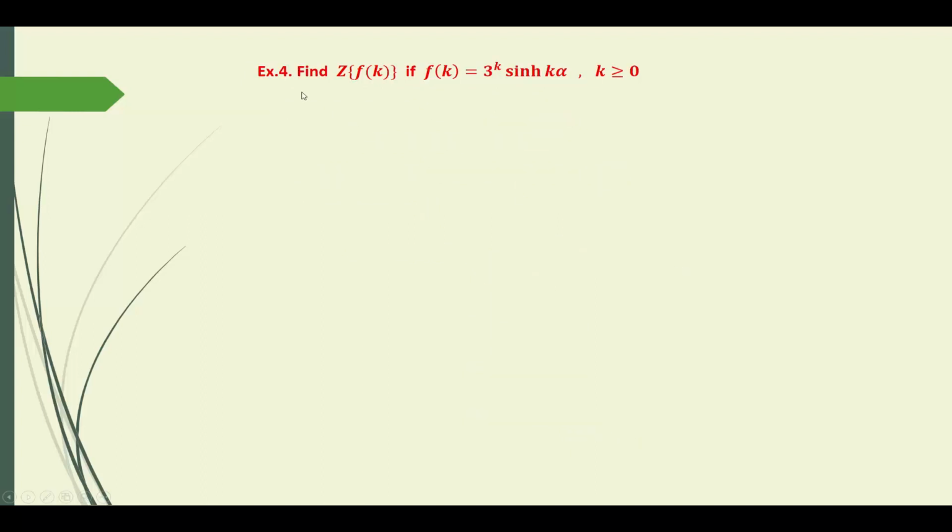Next, example number 4. Find the z transform of f of k if f of k equals 3 raised to k into sin k alpha, where k is a positive value. Solution. We know the formula: z transform of sin k alpha equals z into sin alpha upon z square minus 2z cos alpha plus 1.